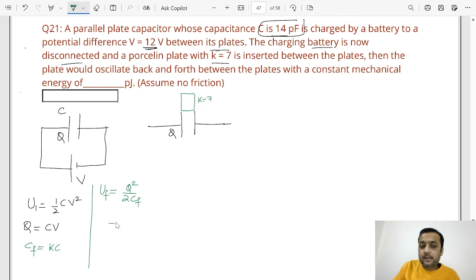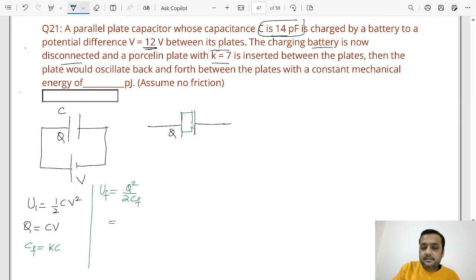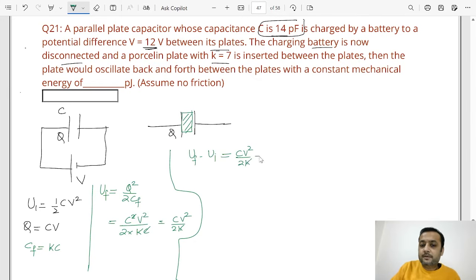Once the dielectric has been fully inserted, in that instance this will be the final energy. So Q square means C square V square upon 2 into C final, and C final is KC. So basically you understand that the final energy has gone down by a factor of K. So the work done by the external agent is U final minus U initial, which means CV square by 2K minus CV square by 2. Hence CV square by 2 into (1/K minus 1).